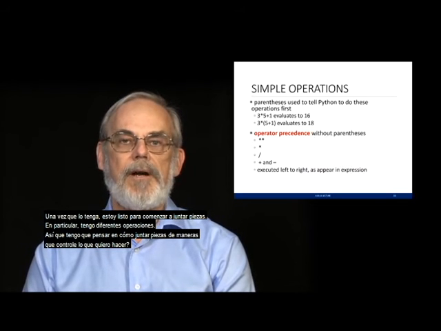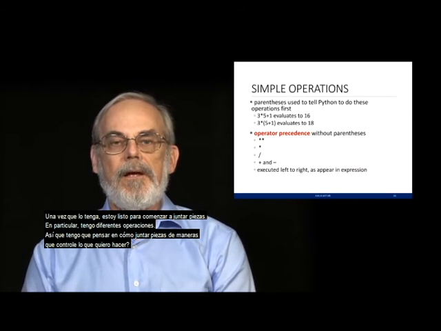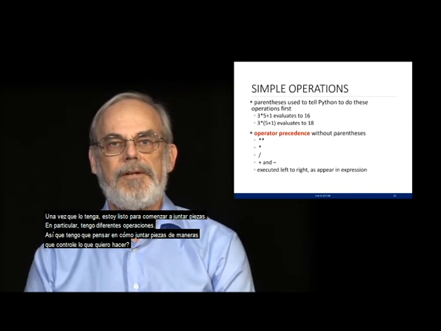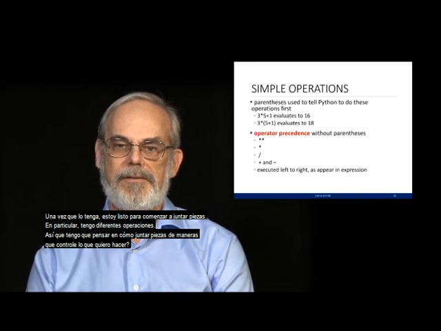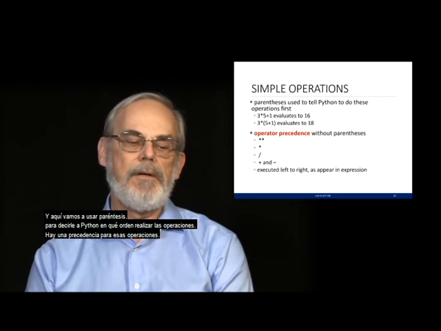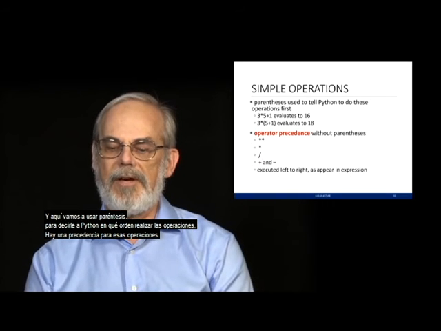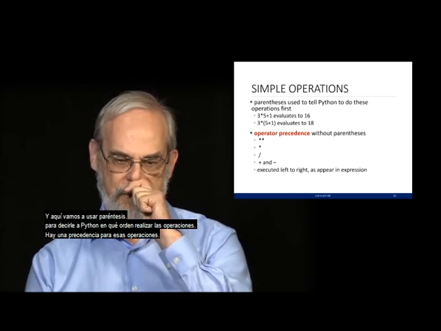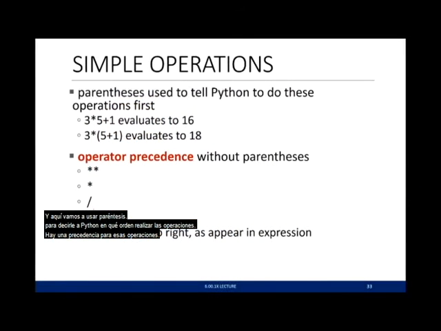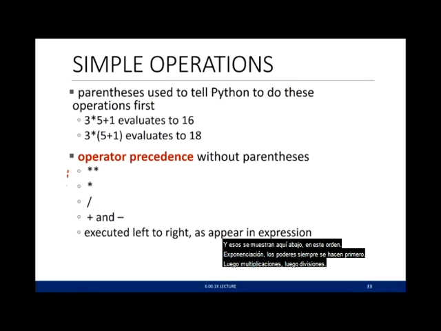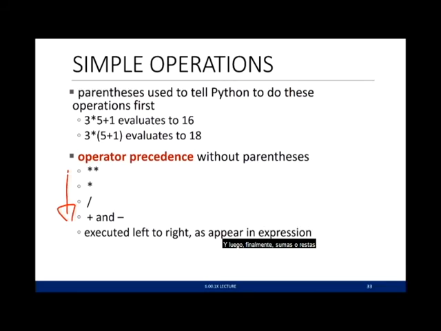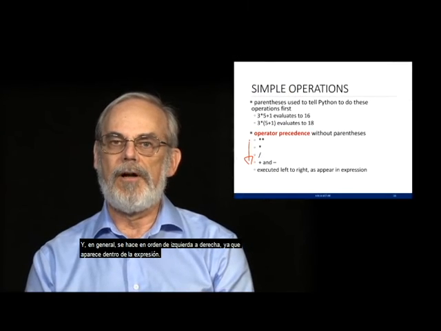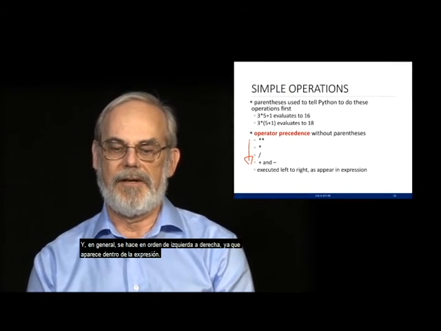Once I've got that, I'm ready to start putting together pieces. In particular, I've got different operations, so I have to think about how do I put together pieces in ways that control what I want it to do. And here we're going to use parentheses to tell Python in what order to do the operations. There's a precedence to those operations, and those are shown right down here, going in this order. Exponentiation, powers, are always done first. Then multiplications, then divisions, and then finally additions or subtractions. And overall, it's done in a left to right order as it appears inside the expression.